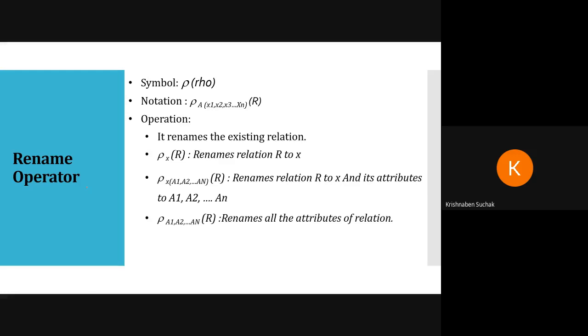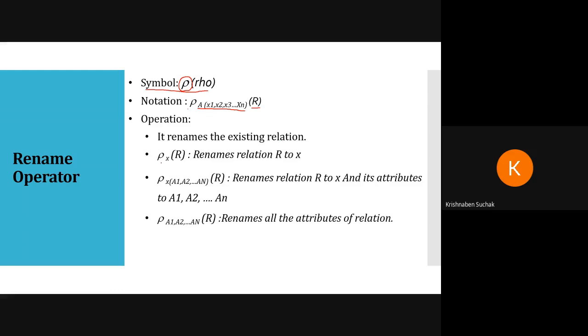Okay. So next is the rename operator. The symbol of the rename operator is rho, R-H-O. We will pronounce this symbol as rho. Okay. The notation is rho, then here you have to write the attribute list and this is the relation. What operation will it perform? It renames the existing relation. You can say the relation name, that is the table name, or it can also rename the attribute name. Okay, whatever you list here will be renamed.